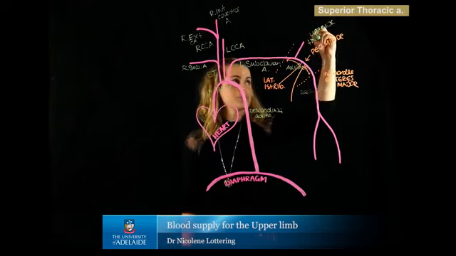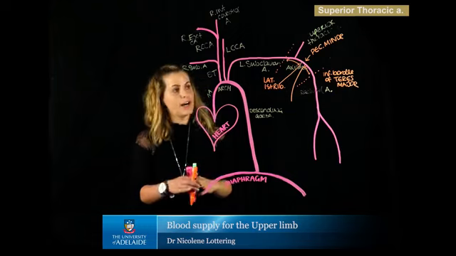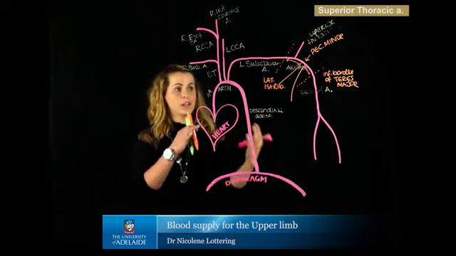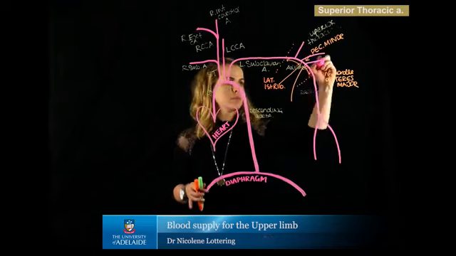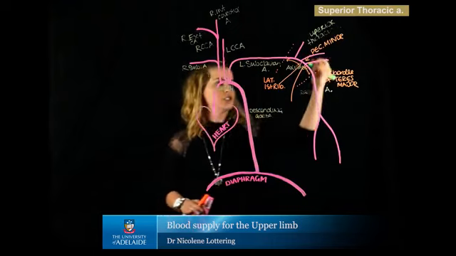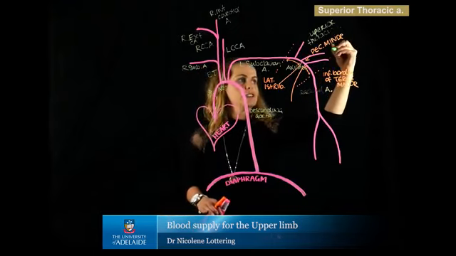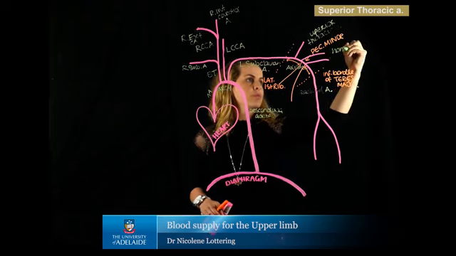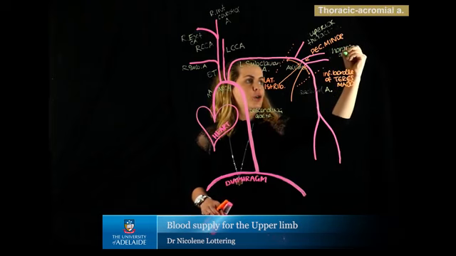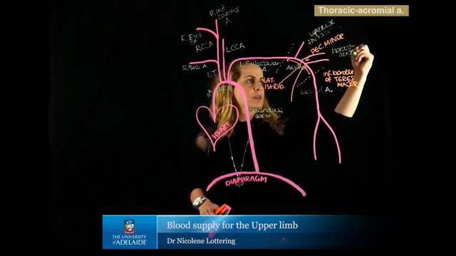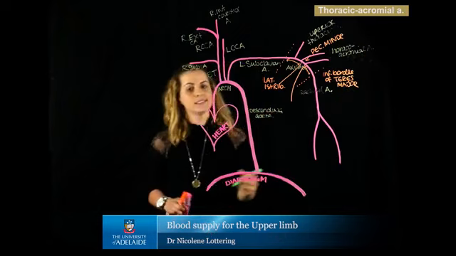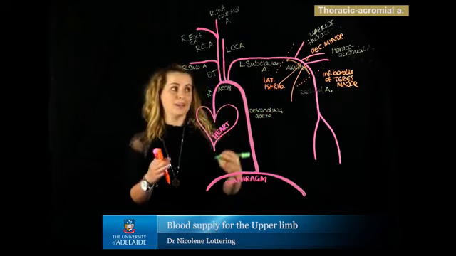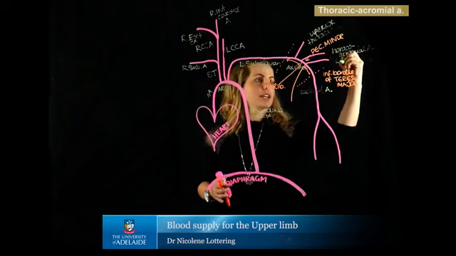thoracic artery. The second part of the axillary artery has two collateral branches. The first one is going to be the thoracico-acromial artery. And then the second collateral branch is going to be the lateral thoracic artery.